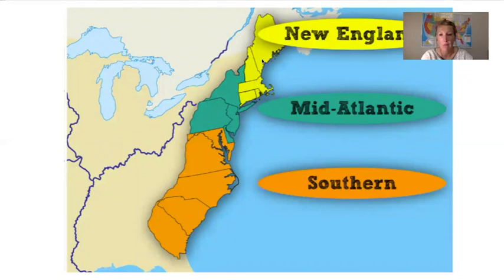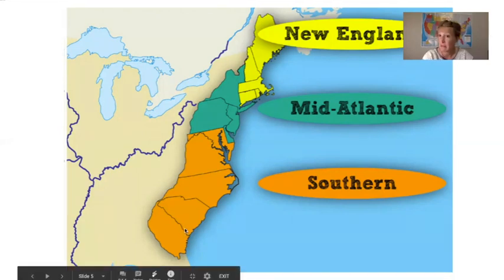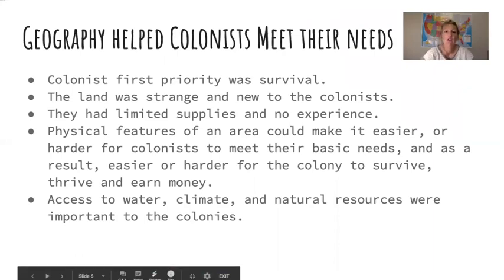They were up top. Then we have the Mid-Atlantic or middle colonies, which makes sense, it's in the middle. And then we have the southern colonies, which makes sense because it's down south, and those are going to be our southern colonies.